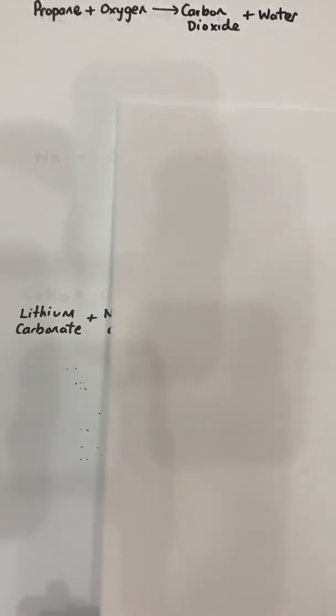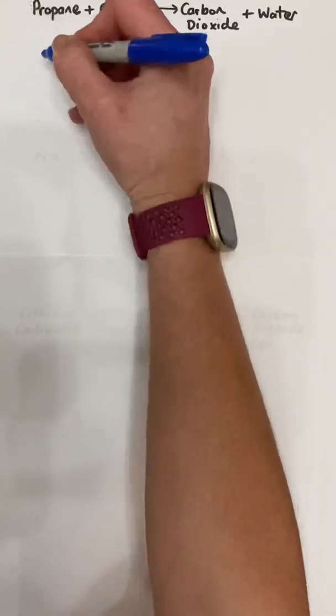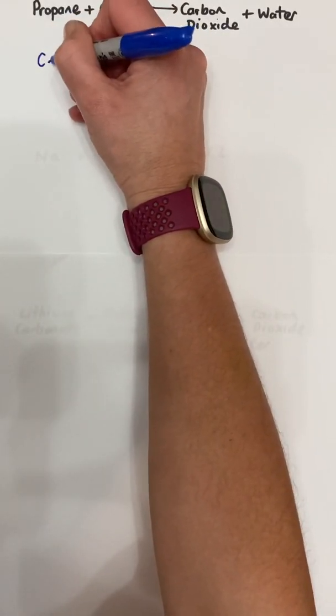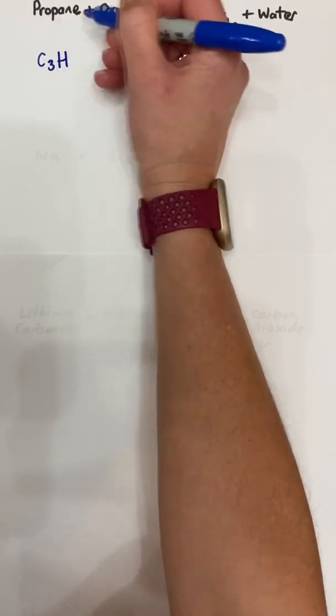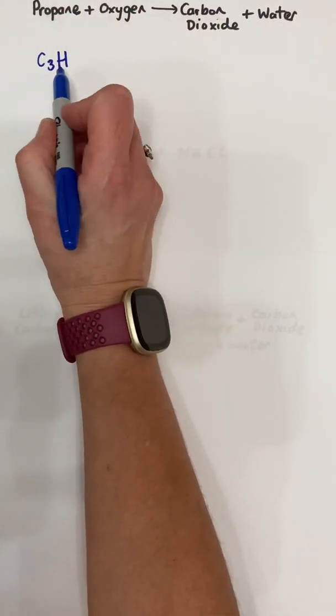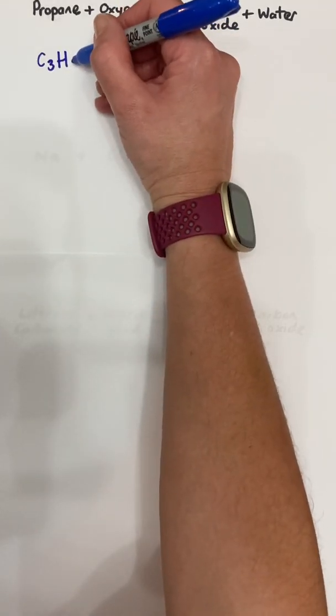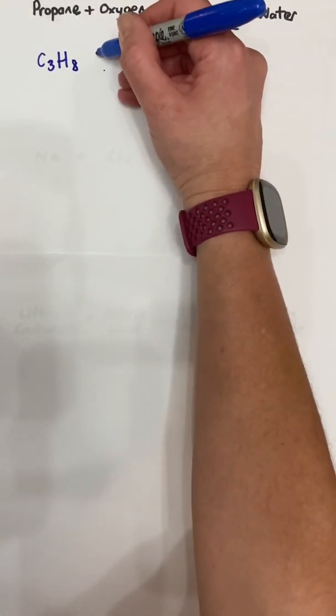So let's try this one here. Propane plus oxygen gives me carbon dioxide and water. So what I have is a complete combustion of a hydrocarbon. Now you should know propane is an alkane because it ends in A-N-E. It's prop, which means it's C3. It's an alkane, which means the hydrogens are double the number of carbons plus 2. So 3 times 2 is 6, plus 2 is 8.